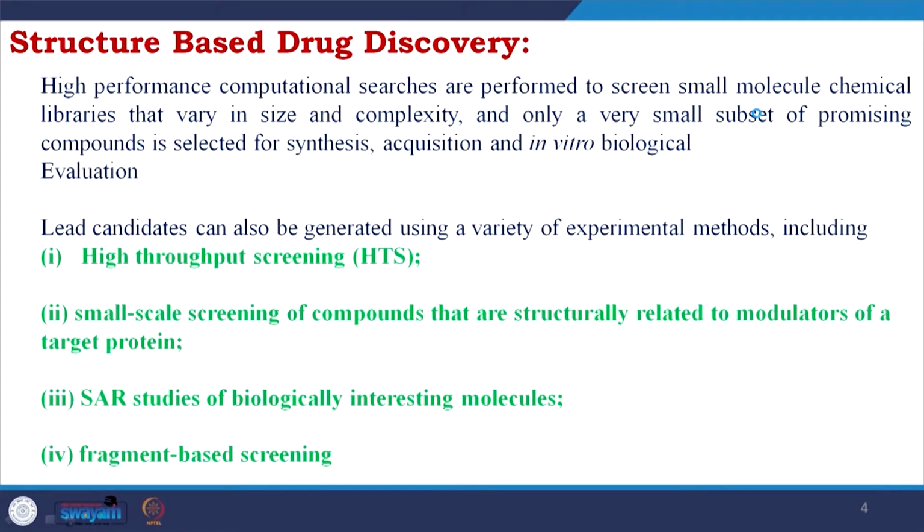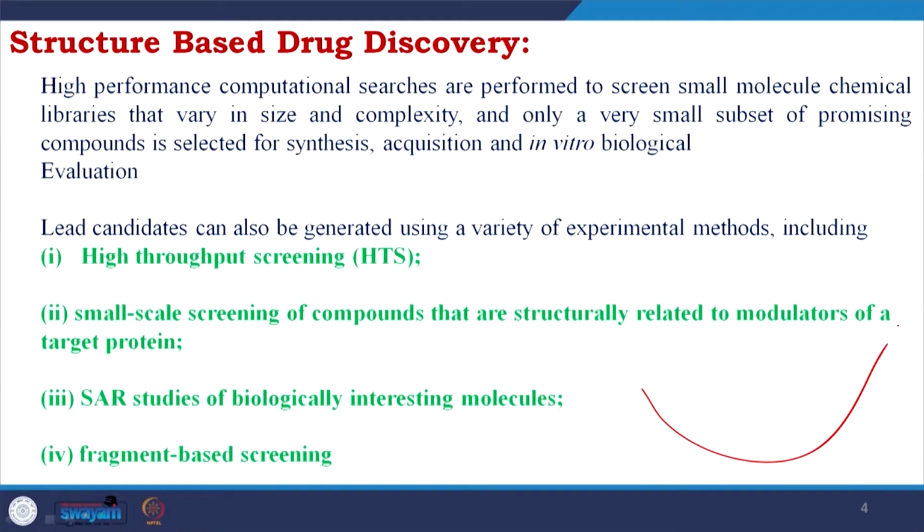Then small scale screening of compounds that are structurally related to modulators of a target protein, structure activity relationship studies of biologically interesting molecules, and fragment based screening. Fragment based screening has changed and brought a huge success in the field of drug discovery. Let me explain this. Suppose this is the protein, the receptor, and you have the active site here. Now, a drug has to bind here, a potential small molecule has to bind here.